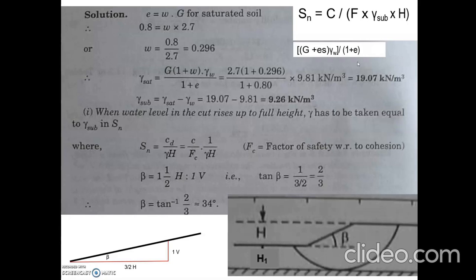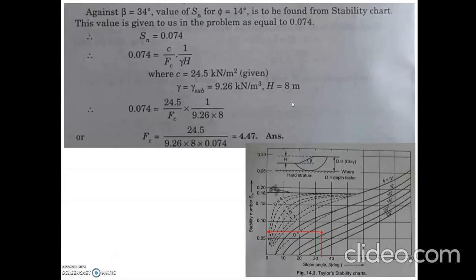And this value we can even get as 19.07 if we use the equation G plus ES into gamma W divided by 1 plus E. So substitute the value of gamma saturated as 19.07, gamma W as 9.81, and we can get the value of submerged unit weight as 9.26. So substitute here the value of gamma as gamma submerged, which is 9.26, and find out the value of factor of safety, which will be equal to 4.47.